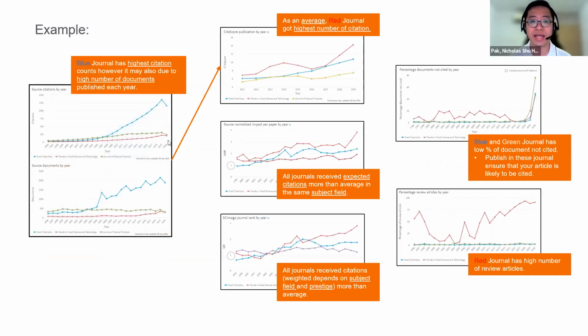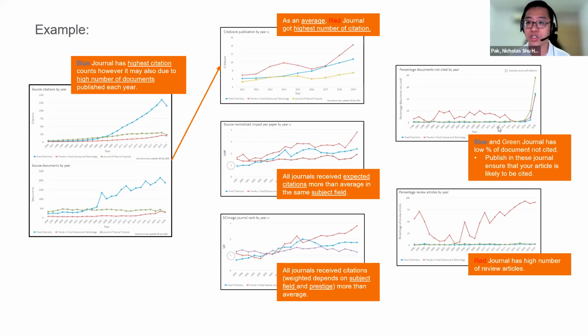So for instance, what we can do to give you a context over here is that this blue here has the highest citation counts, but it's also probably due to the fact that the number of documents is also the highest, right? In terms of CiteScore publication by year, we can see that red has the highest number in terms of CiteScore. We can see in terms of source SNIP value is quite similar itself. The journals we are looking at have received expected citations more than the average, and based on SJR itself, they're very similar profiles too.